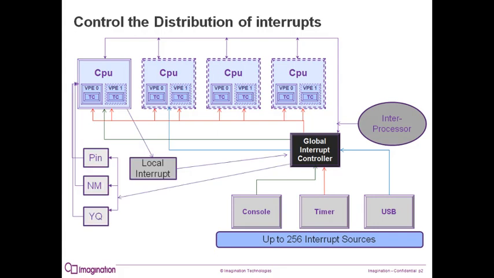It routes local interrupts such as the timer, watchdog, GIC count and compare, performance counters, and software interrupts to an interrupt pin, NMI, or yield qualifier on the local core. It is backward compatible with the legacy and vectored interrupt modes, and it is able to integrate interrupt messages from peripherals such as HyperTransport and PCI Express.